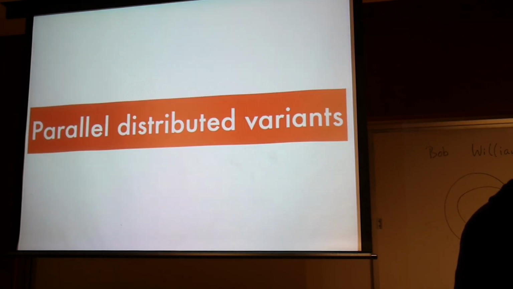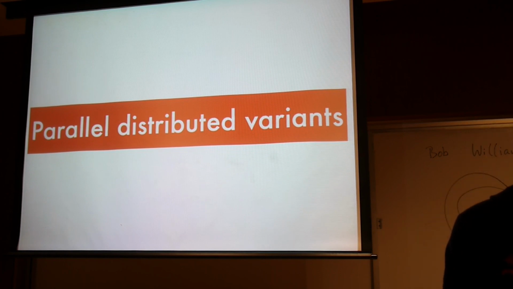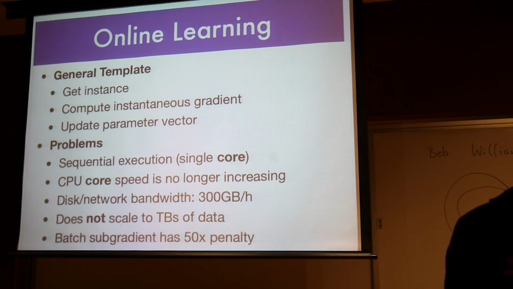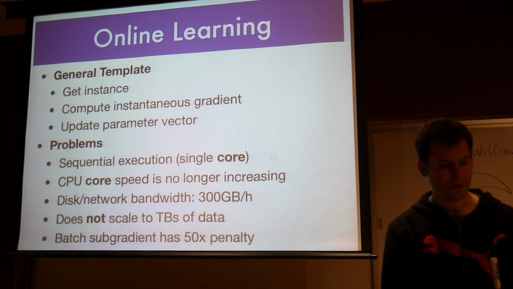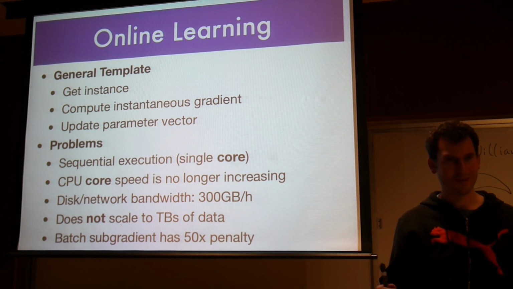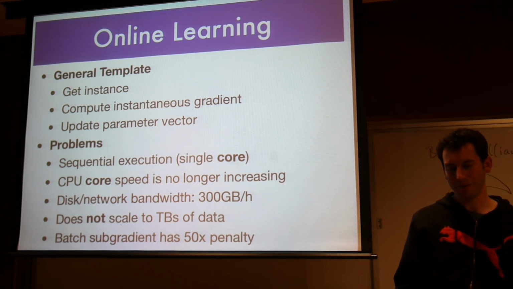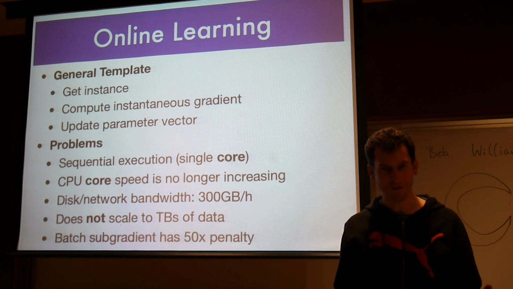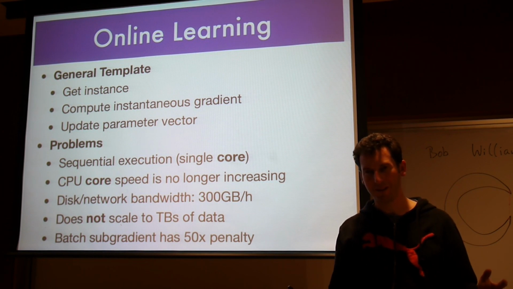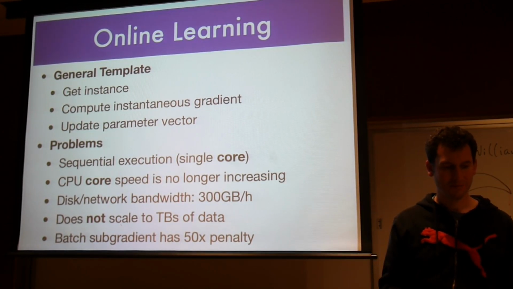So you can actually parallelize and distribute that, and there's a couple of nice things to do. If you think about online learning, well, we get an instance, we compute this instantaneous gradient, we update the parameter vector. Then the problem, of course, is that this is inherently sequential. After all, I've been telling you all the time, okay, how do we distribute algorithms? And I've been telling you for the past hour, or half an hour at least, about sequential algorithms. How do we actually parallelize this?